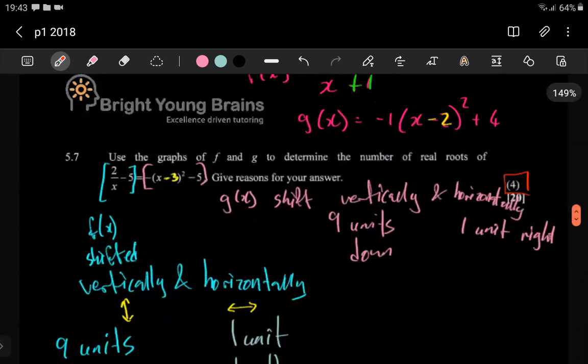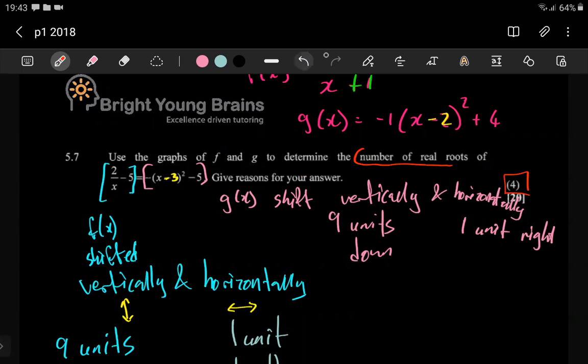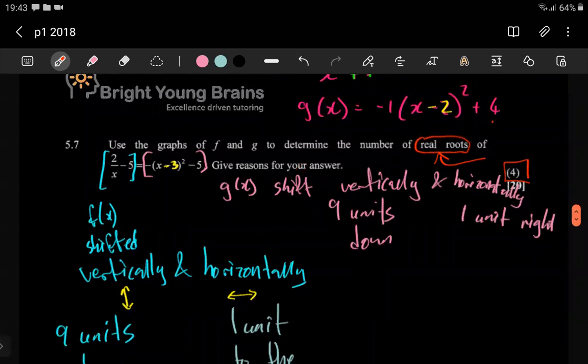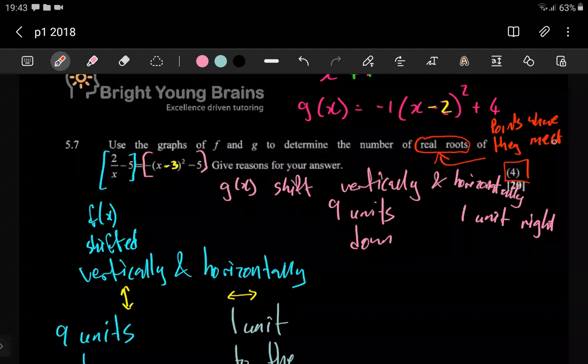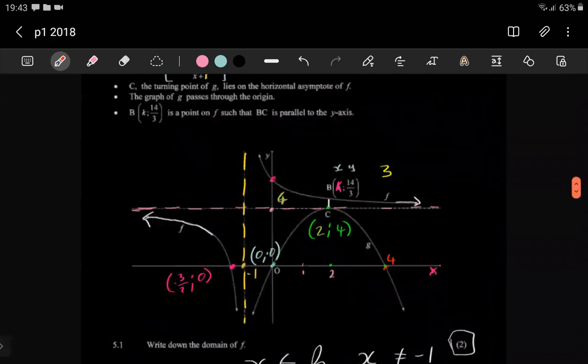So now we can understand the question better. The question is saying use your graphs of F to determine the number of real roots where this equation is equal to this equation. Give reasons for your answer. So when they're asking for the number of real roots, before we think of the number of real roots, let's just talk about real roots. Them referring to real roots, they are literally talking about points where they meet. Roots are cases where your graphs meet each other.